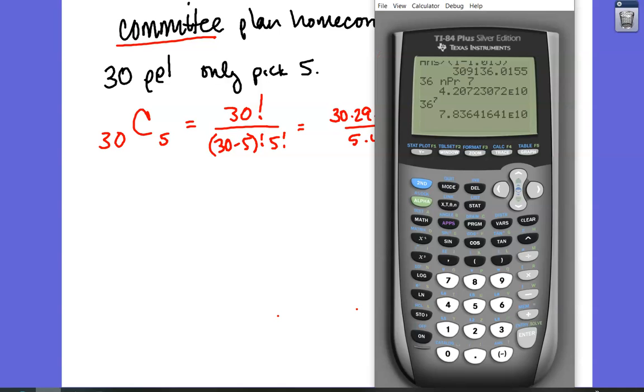So let's do that. I'm going to put in, for me, I have to put the 30 first. Then I hit math. I'm going to make sure I choose combination. And I'm going to say combine them 5 at a time. So there I go, 142,506.